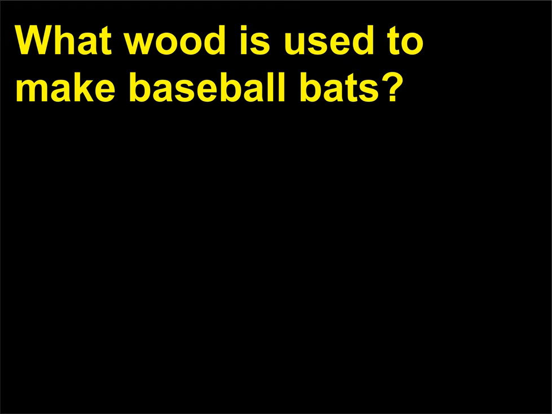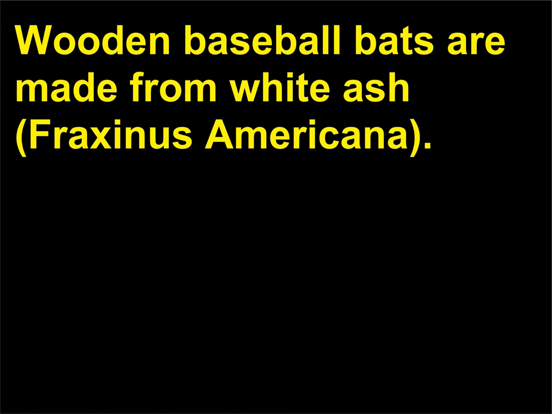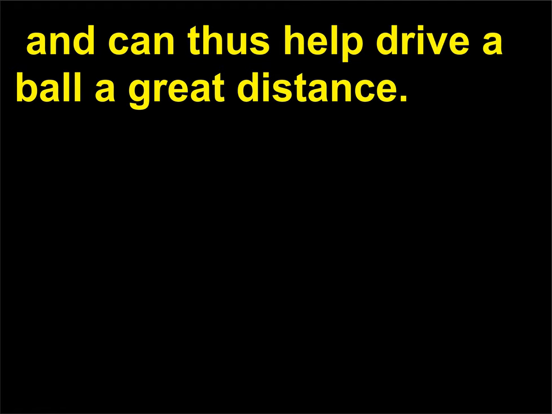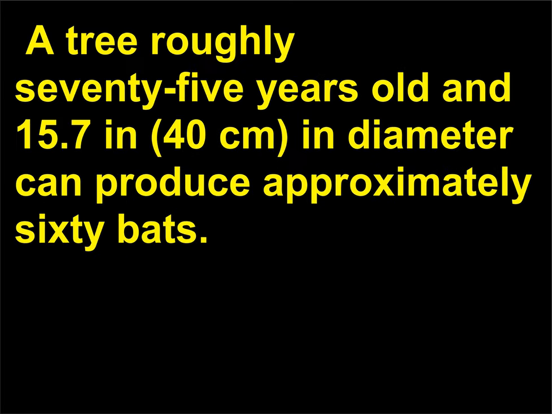What wood is used to make baseball bats? Wooden baseball bats are made from white ash, Fraxinus americana. This wood is ideal for producing bats because it is tough and light, and can thus help drive a ball a great distance. A tree roughly 75 years old and 15.7 in, 40 centimeters, in diameter can produce approximately 60 bats.